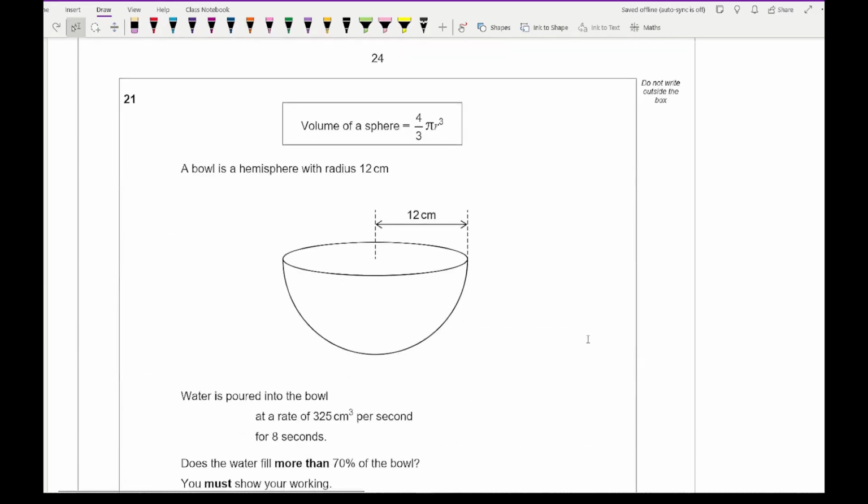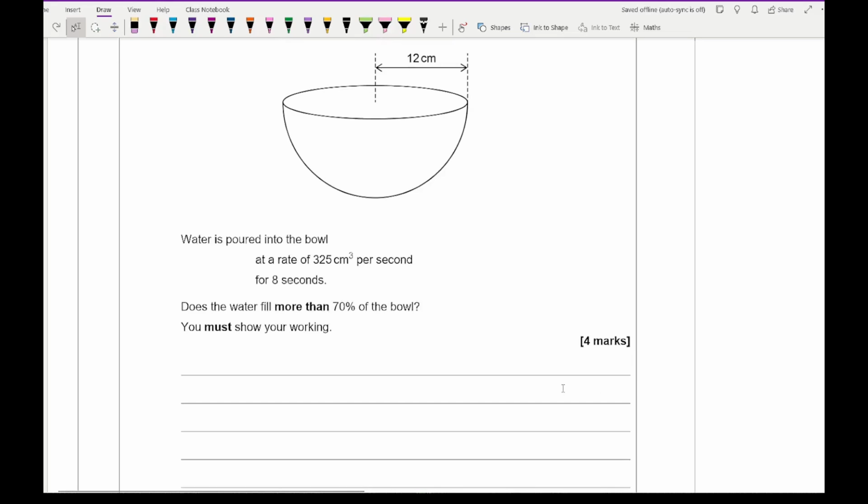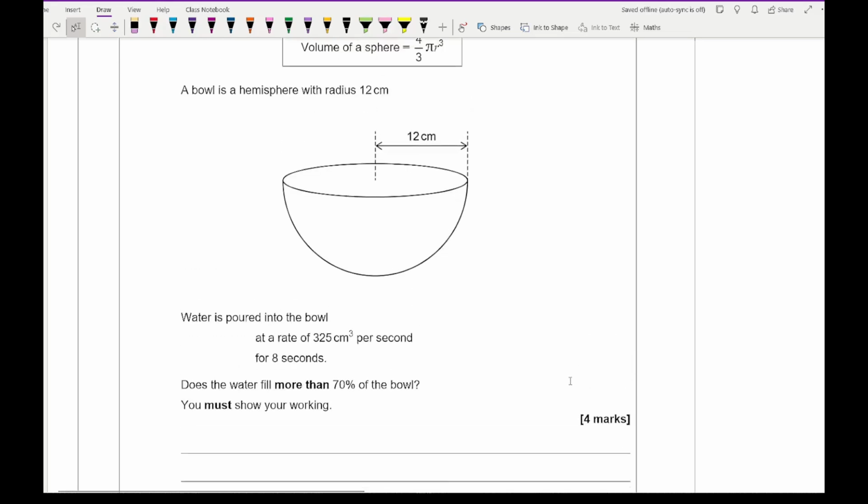Moving on to question 21, it says the volume of a sphere is 4/3 pi r cubed. And the question's saying that water is poured into the bowl at a rate of 325 cubic centimeters per second for 8 seconds. Does the water fill more than 70% of the bowl? For this, the first thing we need to do is work out the volume of the bowl. And we use this formula here with a radius of 12.